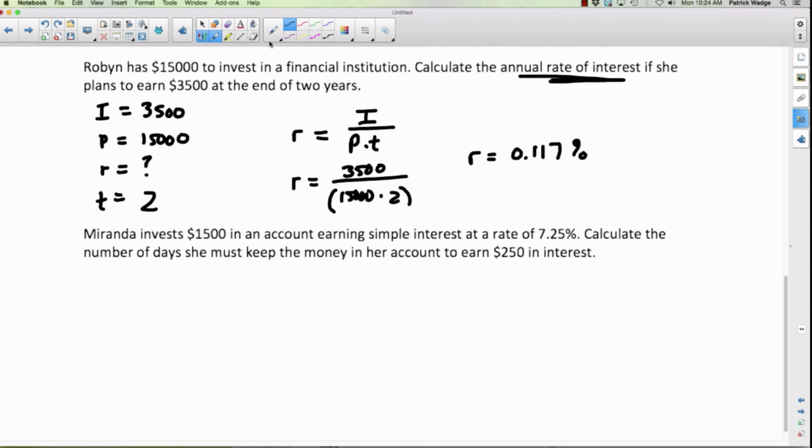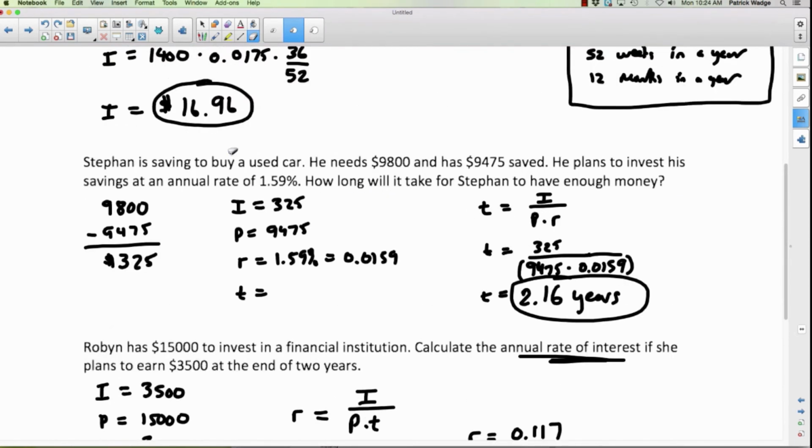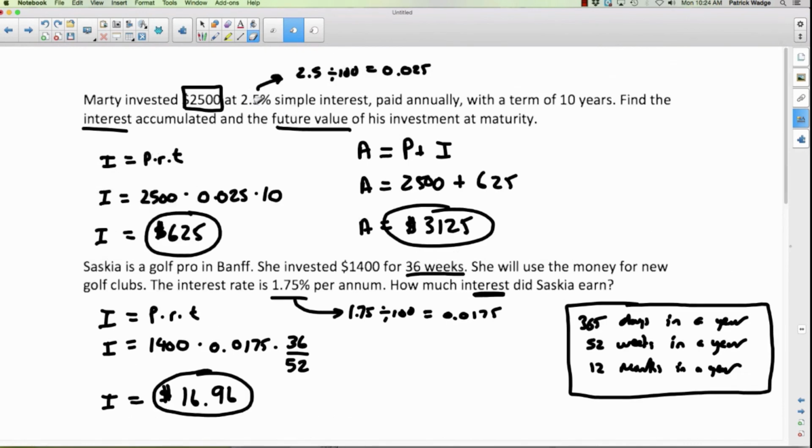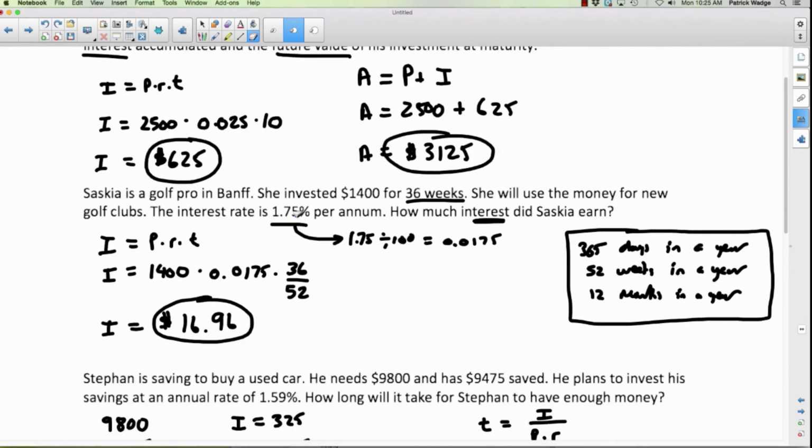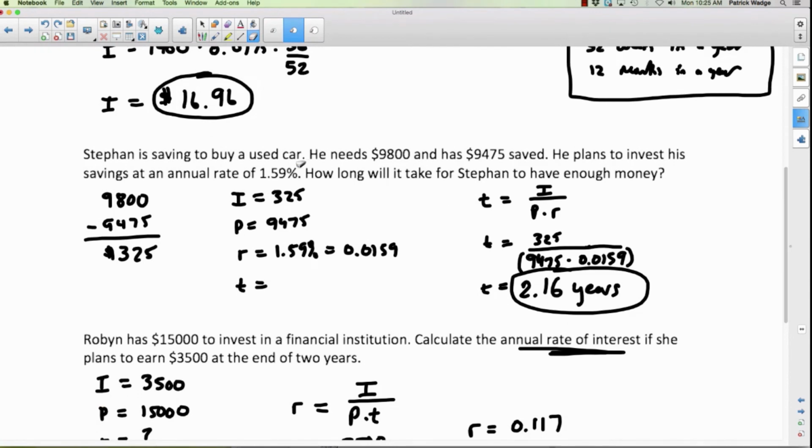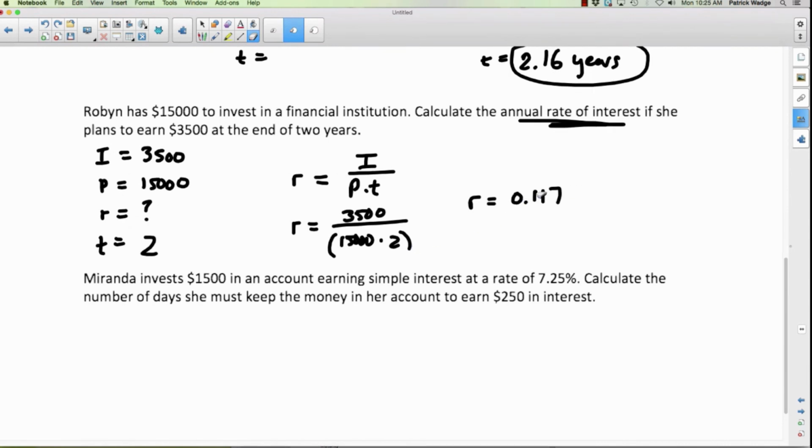0.117%? No, it doesn't. Because remember, in this formula, look what we did always to our percent. It was 2.5% and we changed it to 0.025 to use the formula. It was 1.75% and we changed it to 0.0175 to use the formula. It was 1.59% and we changed it to 0.0159 to use the formula. So this is not the percent. This is the decimal. We got to go back to the percent now.